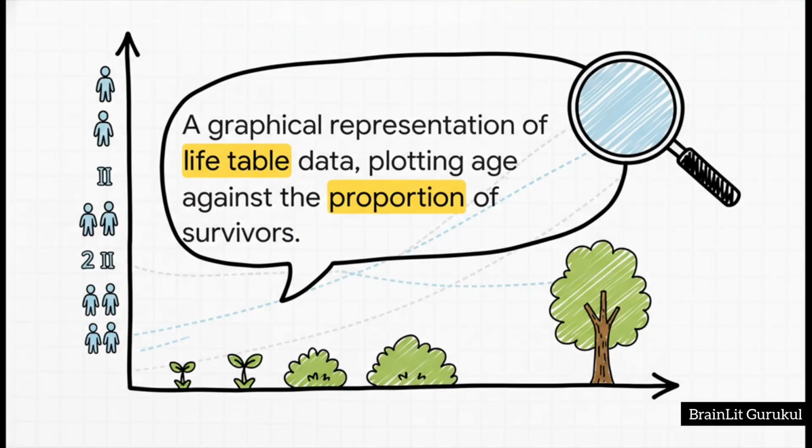So a survivorship curve is simply a graph. It plots age against the number of survivors. You'll often see the vertical axis, the y-axis, on what's called a logarithmic scale. That's just a clever trick that makes it easier for us to compare species that have really different lifespans. And with just one glance at this graph, you can instantly see a species' life strategy.